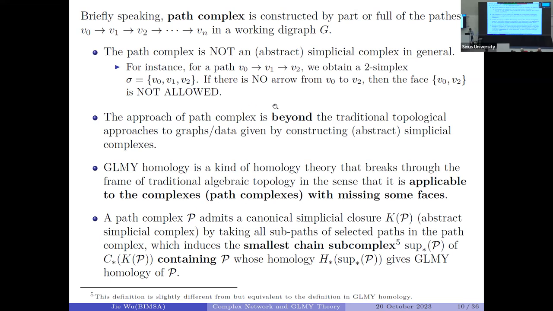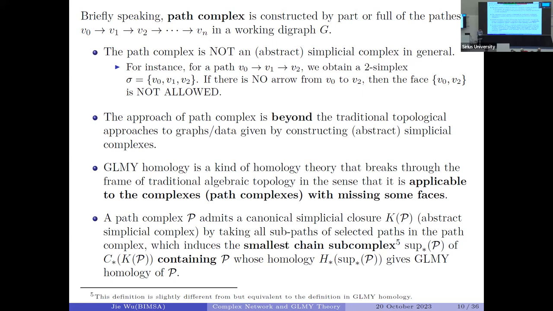If you do that, you will see that what you construct, the so-called path complex, is not a simplicial complex. So you have arrows from A to B to C, right? If you remove one of the nodes, okay, remove one of the nodes, you have an arrow from A to B, so you collect it. You have an arrow from B to C, collect it. But possibly you have no arrow from A to C. So in other words, there's some face missing, right? So the construction is not really that you construct a simplicial complex out of that. It's a bit beyond the usual traditional method of constructing the simplicial complex, right? Now you get only a hypergraph, okay?